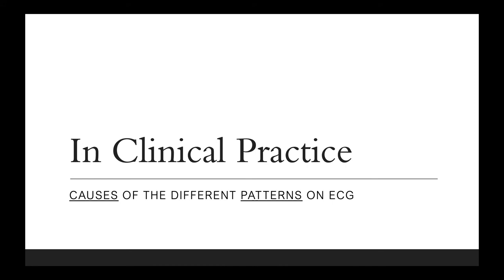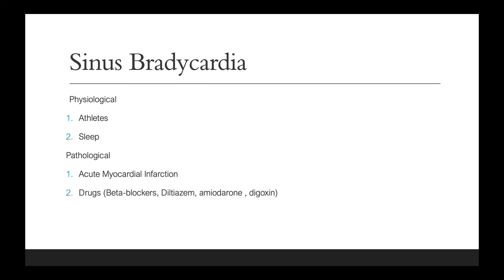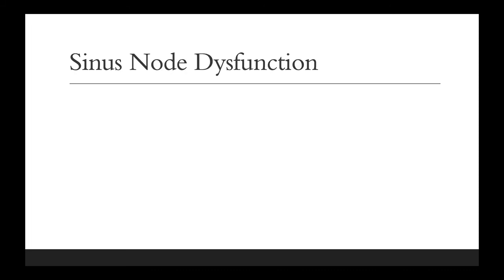So in clinical practice, we talk about causes, and in ECG we talk about patterns, because there are different causes of bradycardia in clinical practice, but in ECG they manifest as patterns. For example, sinus bradycardia has different causes: physiological causes like athletes, during sleep, there can be bradycardia. There could be pathological causes like acute myocardial infarction, use of drugs, beta blockers, diltiazem, amiodarone, digoxin. They could all cause sinus bradycardia. Endocrine causes like hypothyroidism could be a cause of bradycardia.